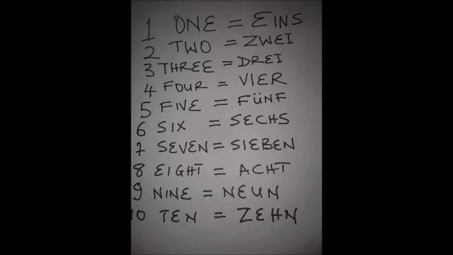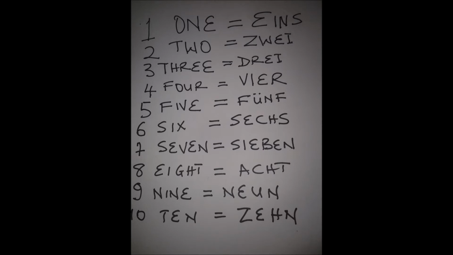Four is vier, like as if you are fear, you want to fear somebody. Fünf, five is fünf. You can see the spelling. Please make sure you know the spelling. Six, that is sechs, like in sex.